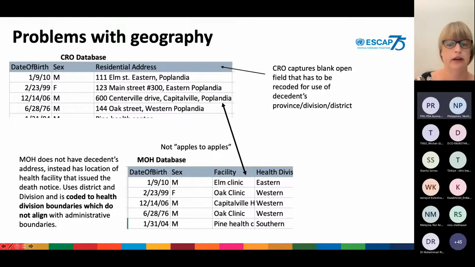And then down here, we have the Ministry of Health database, and they do not collect residency data, but they do have facility. So here, for example, they have the division of facilities, whether it's in the eastern or the western or the southern, but that does not align with the administrative boundaries of the country. So up here, for example, Eastern Province in Paplandia does not align with this down here. And so these are not apples to apples, unfortunately.